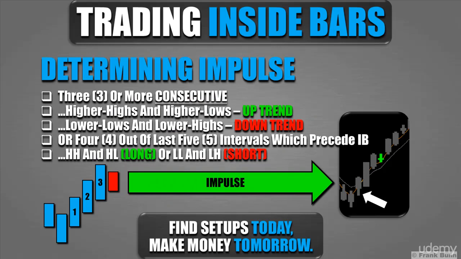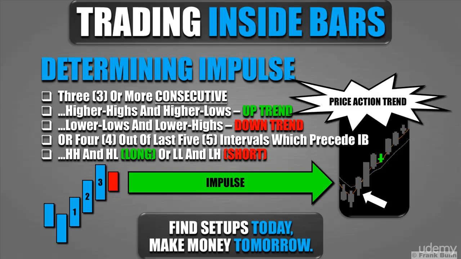There are several ways to determine impulse. The first is 3 or more consecutive higher highs and higher lows for an uptrend, as we can see here in the chart graphic, or 3 or more consecutive lower lows and lower highs in a downtrend. Or, conversely, 4 out of the last 5 intervals which precede the IB must be higher highs and higher lows for longs, or lower lows and lower highs for shorts. Please be certain before proceeding that you understand 3 or more consecutive higher highs and higher lows. This is what we'll call the price action trend.